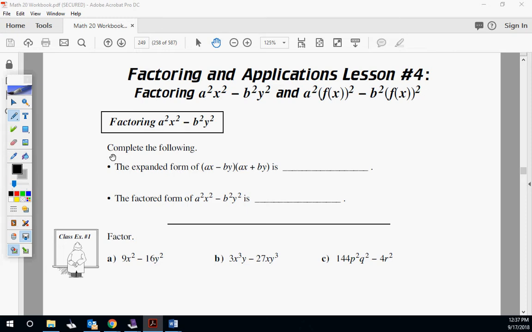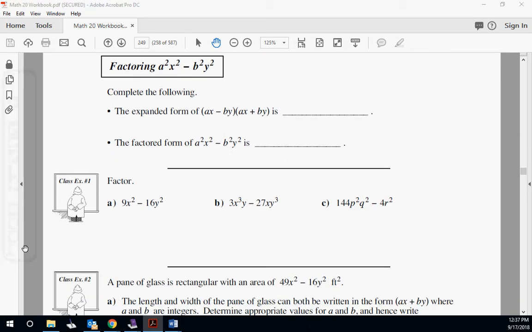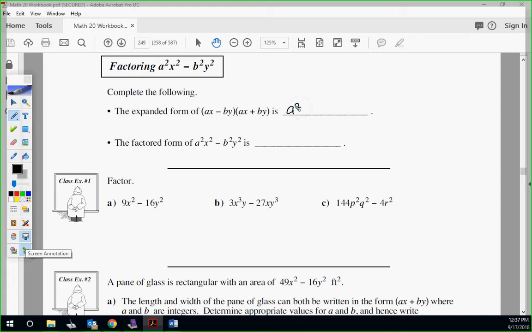So it says the expanded form of ax minus by and ax plus by. We know that, or FOIL it. Since it's plus or minus, there won't be a middle. So that means, this is just kind of silly, but we'll do it for practice, a squared x squared minus b squared y squared is what you get. And then conversely, the factoring is that. So it just shows you the flip side of what we're doing today. Okay? The factored form is this when you FOIL it out. The FOILed out version factored is this.